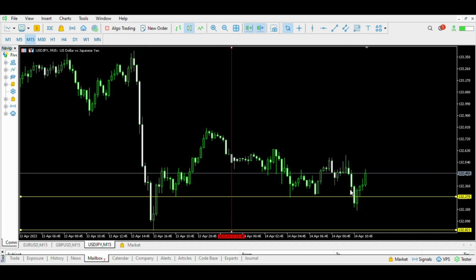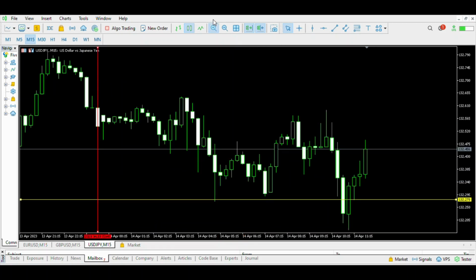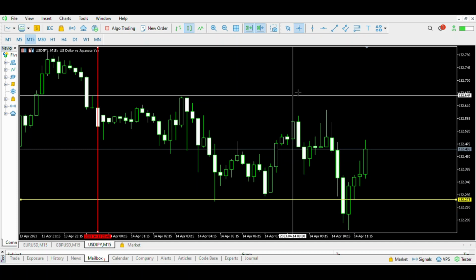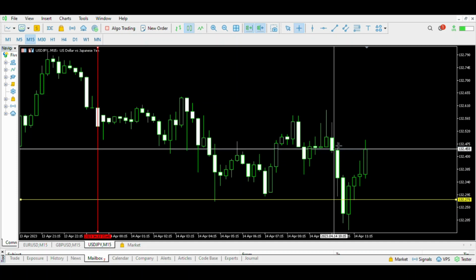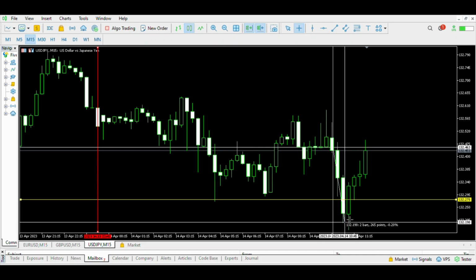And what did price do? Let's just zoom in again. What price did here was it took it from me. I got in roughly about there, and it gave me about, where's it gone? It gave me about 26 pips or so.